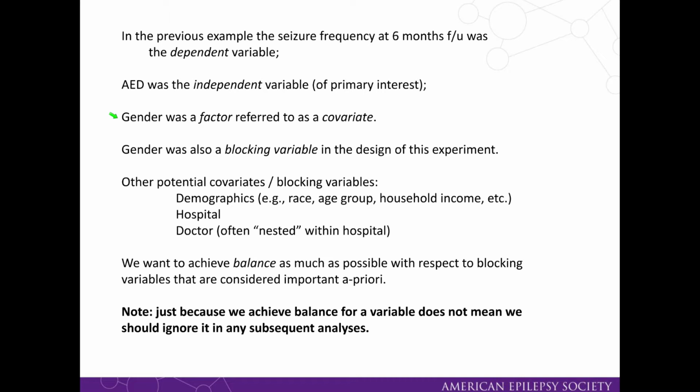Specifically, it is also an independent variable, but we make that distinction between the variable of interest. You want to look at the two drugs, and gender is there. It's maybe of secondary interest, but it is called a covariate. In this case, it is also a blocking variable in the design of this experiment. And other potential covariates or blocking variables are going to be other demographics, of course. They could be race, age group, household income, etc.